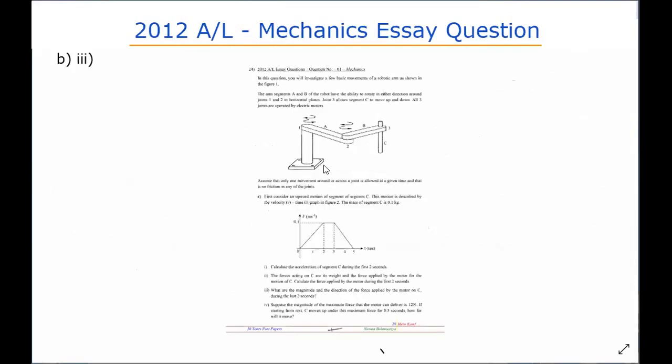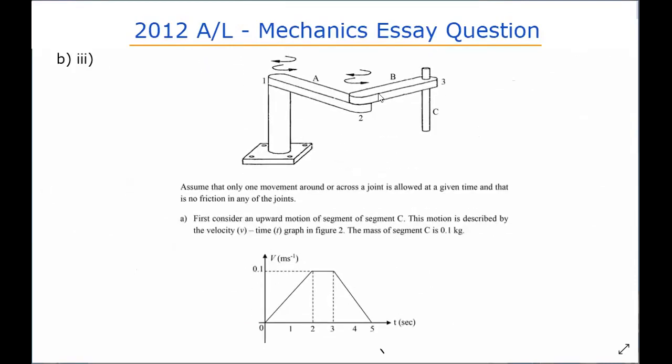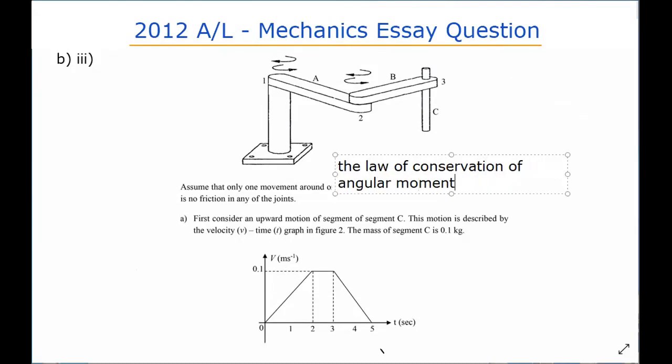So let me check this figure here. According to this figure, if B rotates in one direction about the segment A, and A is free, as initially everything was at rest, do you remember the law of conservation of angular momentum? According to this, what should happen here?